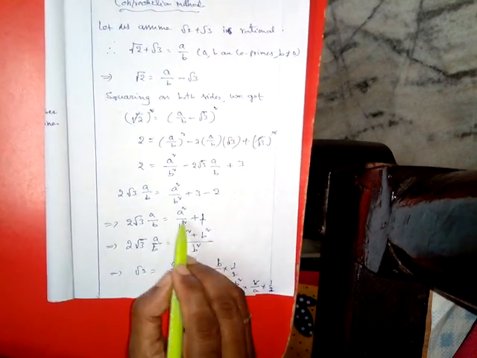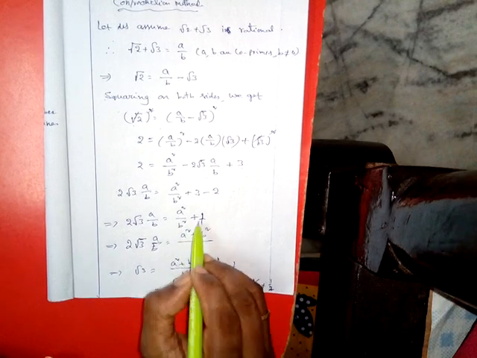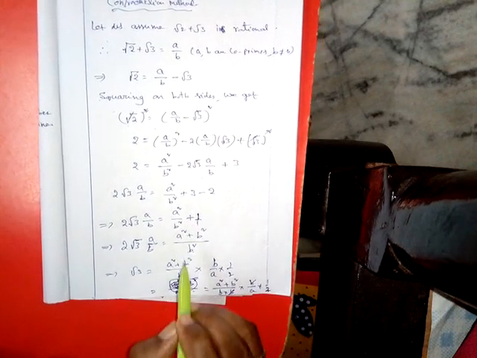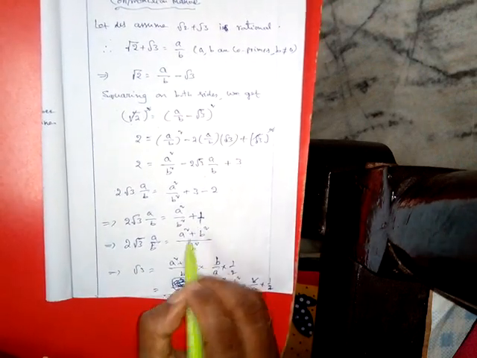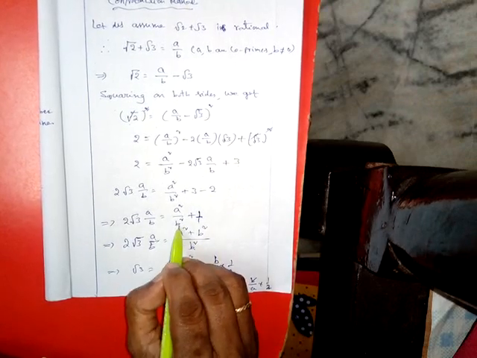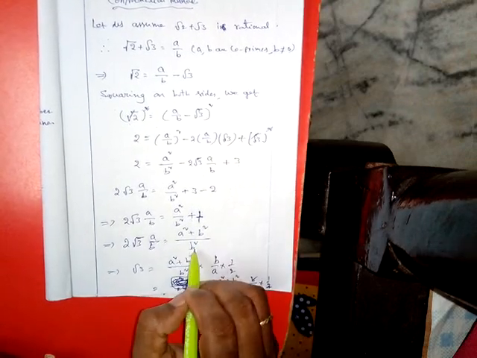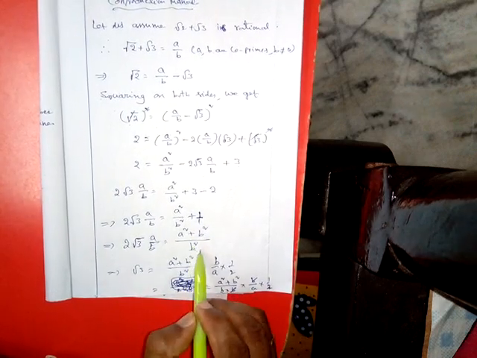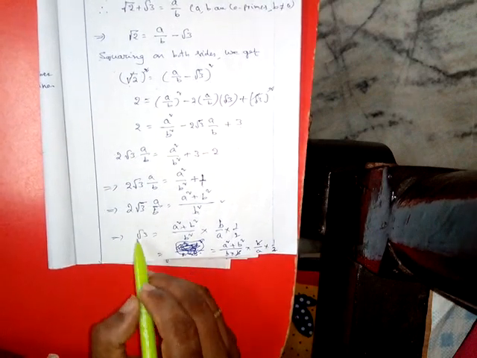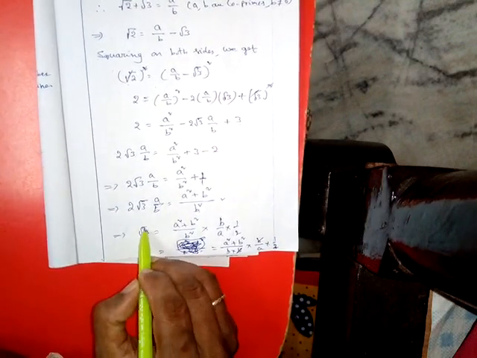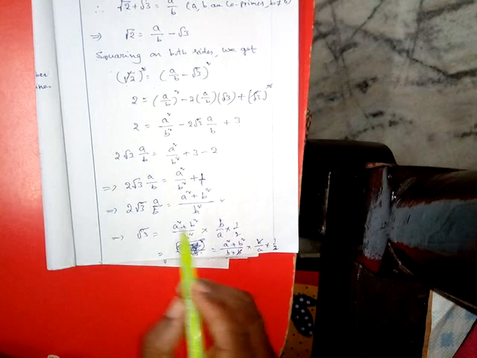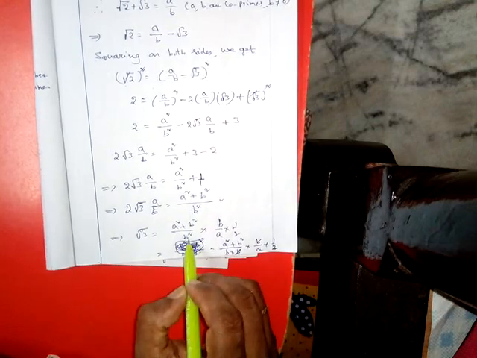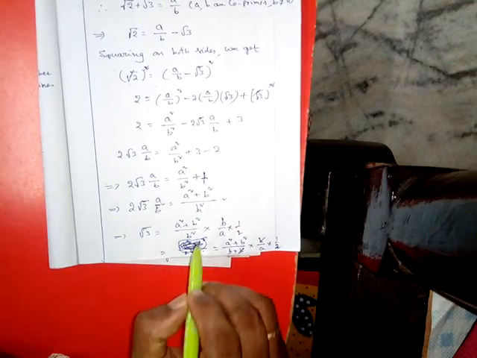Now first simplify the RHS. A square by b square plus 1: here b square is the LCM. In b square, b square goes a square times, with 1 into a square, plus in b square, b square goes 1 time, with 1 into b square. So a square plus b square by b square is the RHS. Again from this, keep only root 3 on the left side, so send the other terms to the right side. Then it becomes a square plus b square by b square is the RHS.